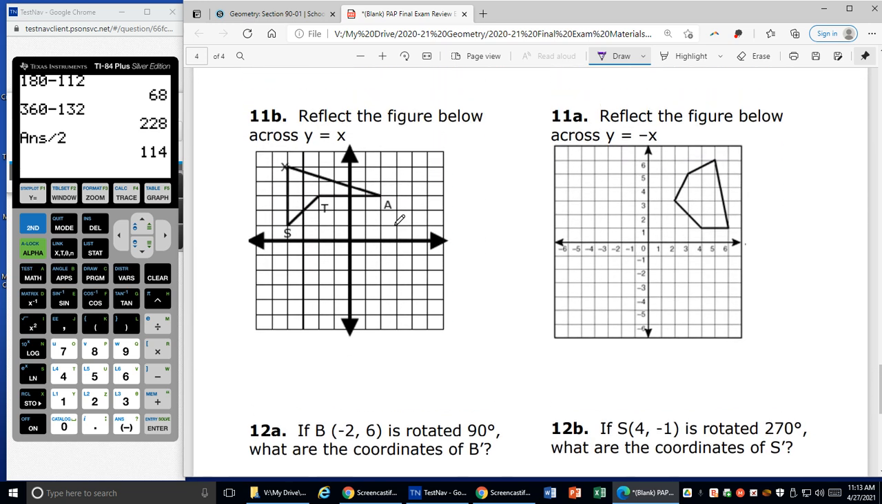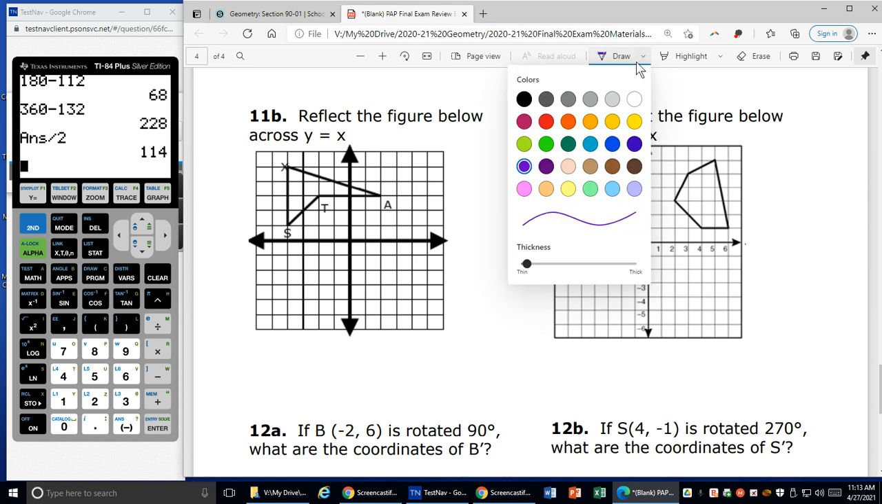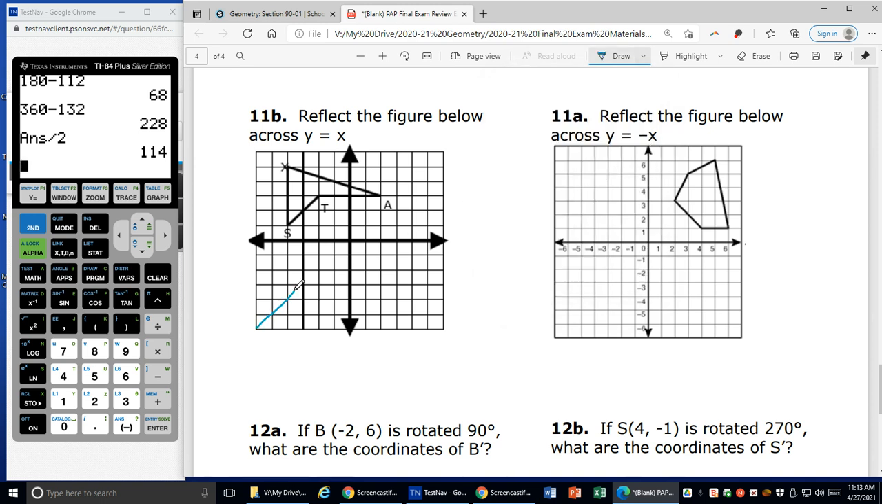Okay. All right, let's look at 11. Reflect the figure below across y equals x. So y equals x, in case we have forgotten, is our parent function. Our uphill linear equation parent function, y equals x.